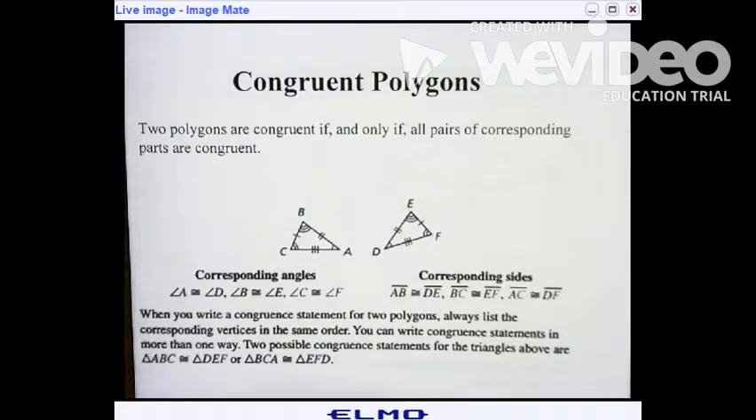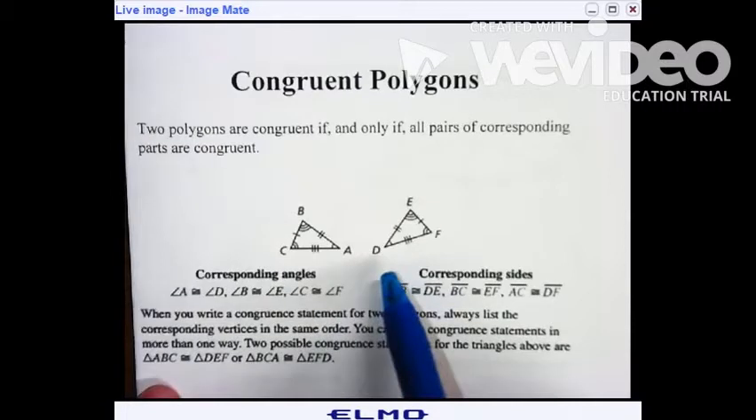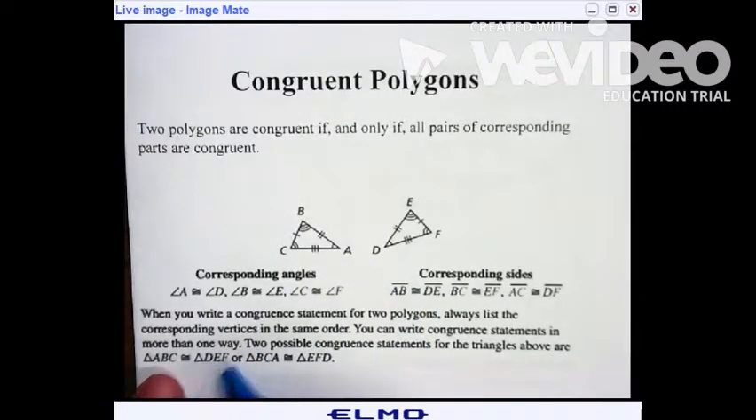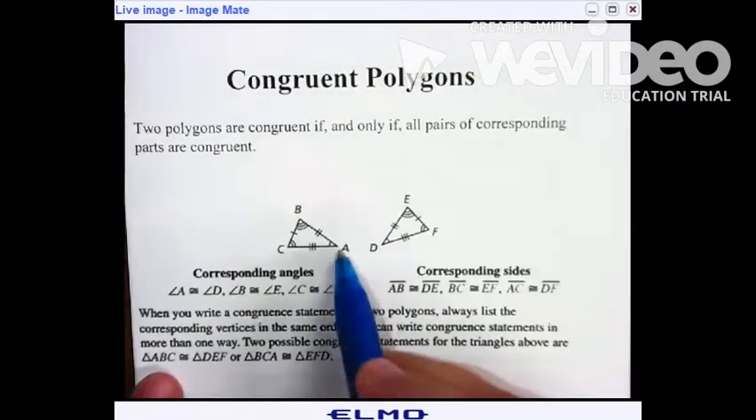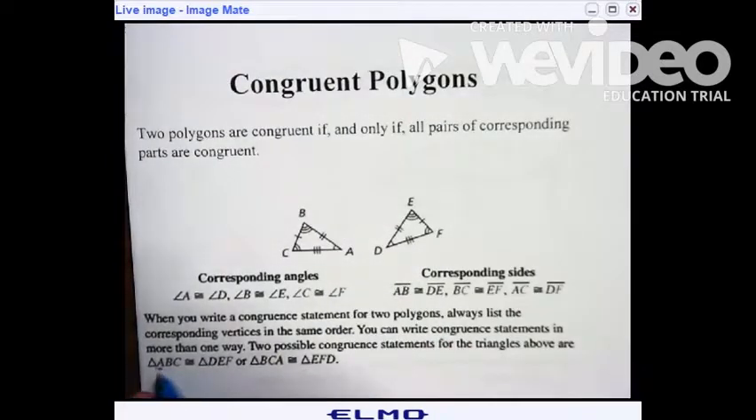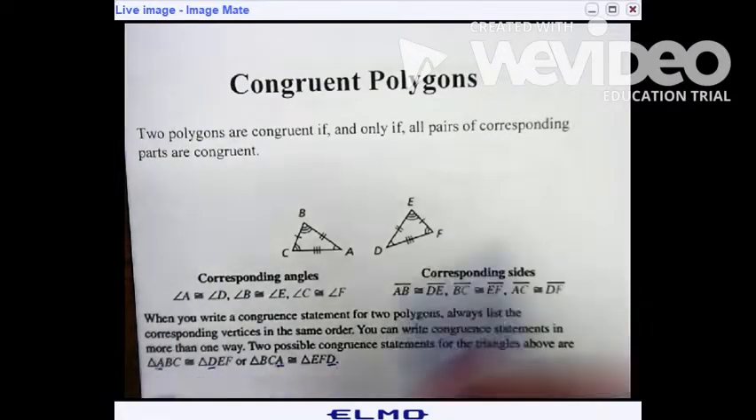Now, when you write a congruent statement for two polygons, always list the corresponding vertices in the same order. You can write them more than one way. You just have to put them in the same order. For example, here, triangle ABC and triangle DEF, A corresponds with D. We could write it this way: BCA and EFD, but still A corresponds with D. They're both at the end. Here they're both at the beginning.